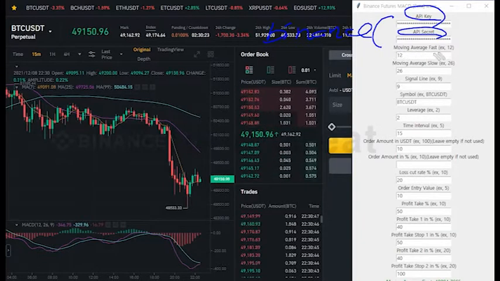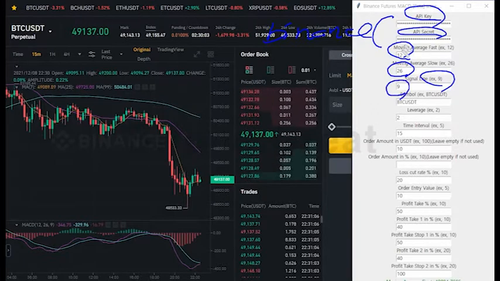you need to designate the moving average fast period. I'm going to use the standard input, which is 12, and for slow, for this example I used 26. There's another one called the signal line, and I put 9. This is the standard setting. Symbol is the ticker that you want to trade, and I will put in BTC USDT. And for leverage, you can put the leverage you want to use.